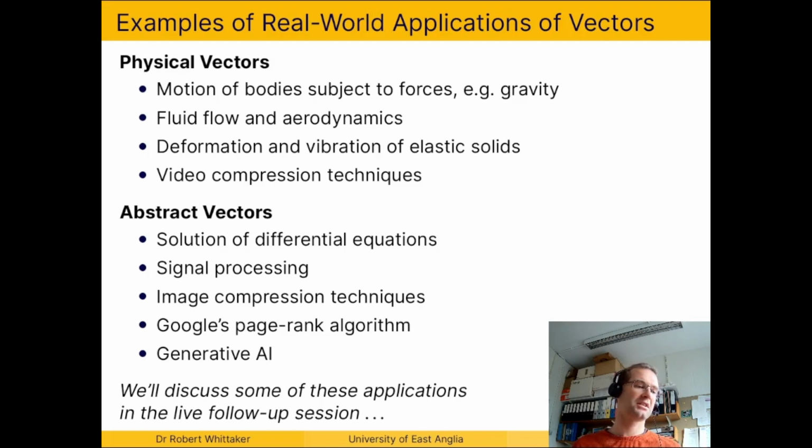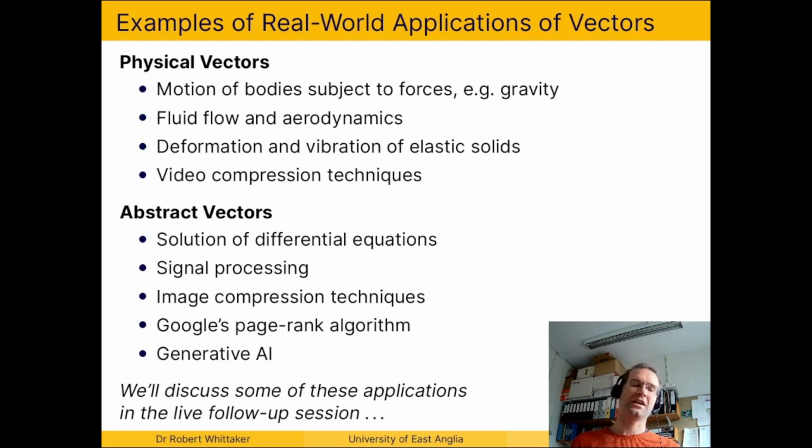We can also use mathematics to model and understand how fluids move around, and also aerodynamics for things like racing cars. We can use vectors to describe the deformation and vibration of elastic solids. That might be important if we're modeling earthquakes and how different buildings will behave when they're hit by an earthquake. Perhaps more unexpectedly, we can also use physical vectors to help us compress video files. To make sure our video files aren't larger than they need to be, there are various techniques that we can use involving physical vectors and rotations and transformations of 3D space.